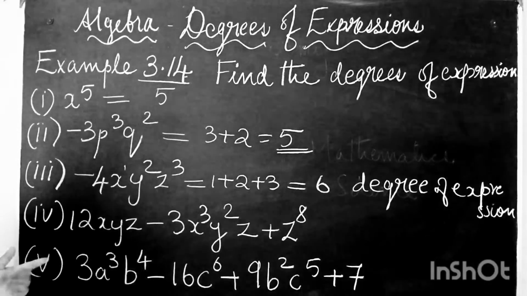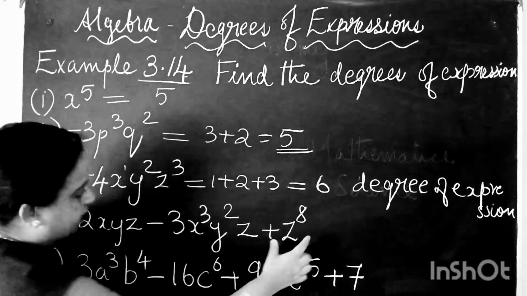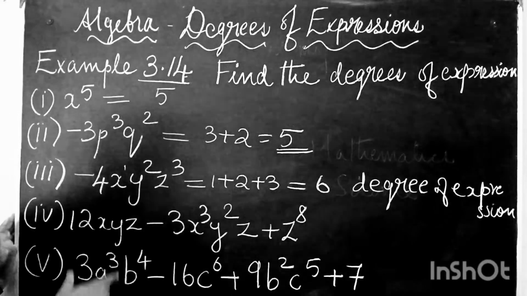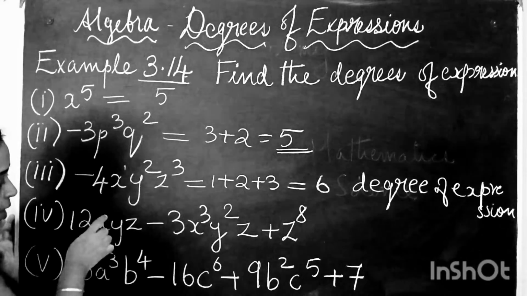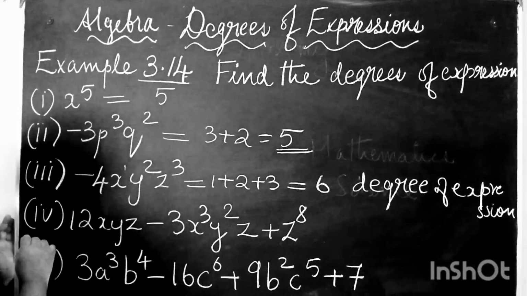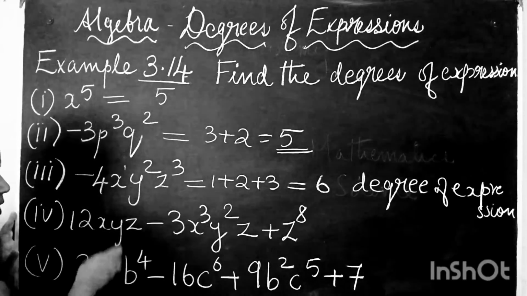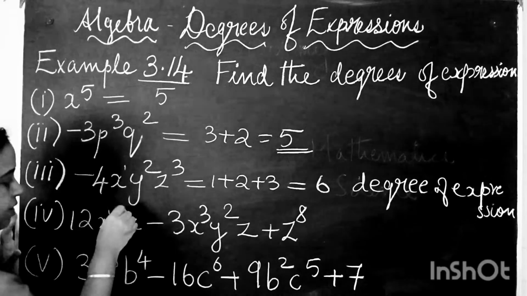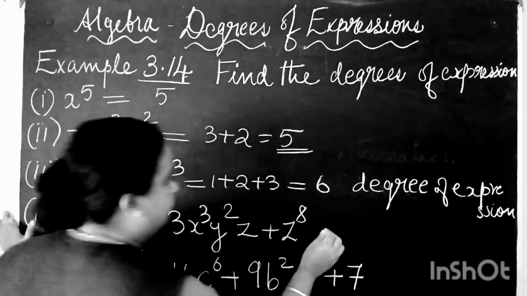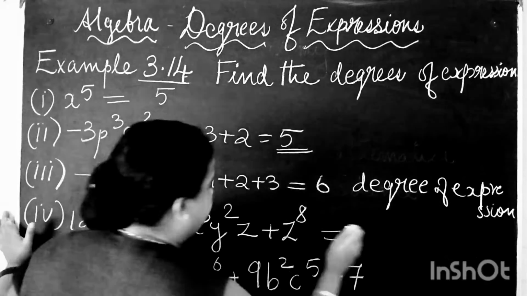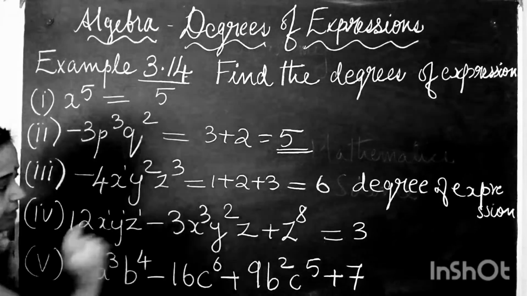So here how many terms are there? First term, second term, third term. 3 terms are there. Look into the first term here. The x variable power is 1. There is no power written there, so you just consider it as 1. The y variable also has power 1, and the z variable also has power 1. So in the first term, the power is 3. How did you get 3? 1 plus 1 plus 1, 3.